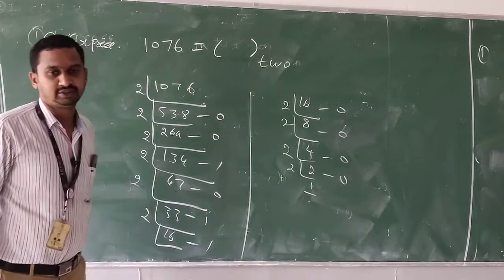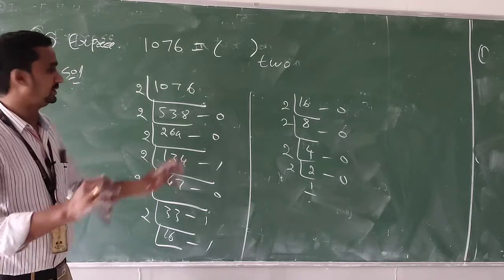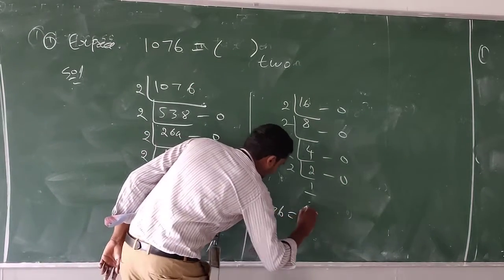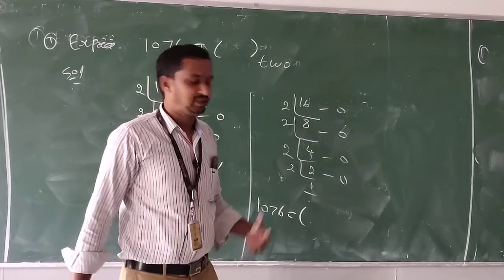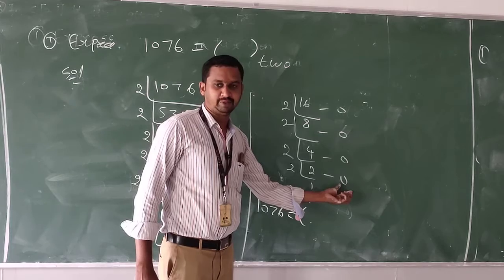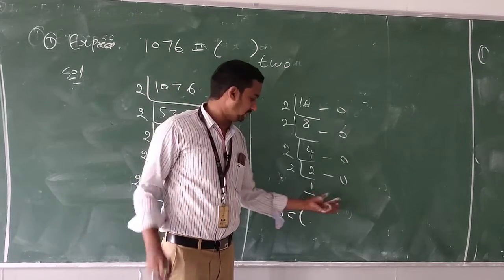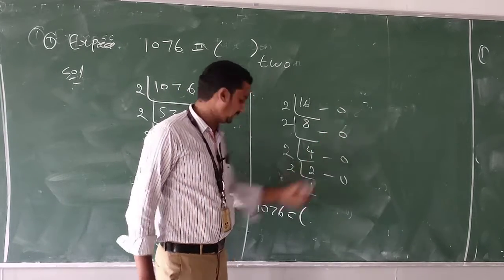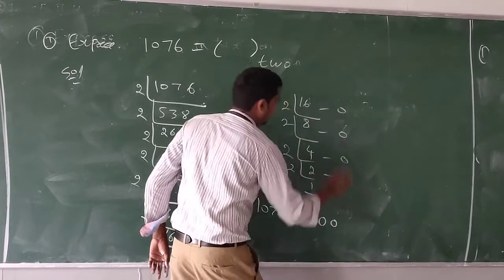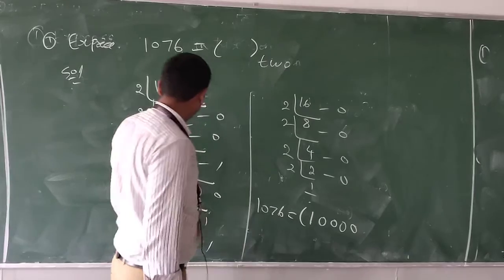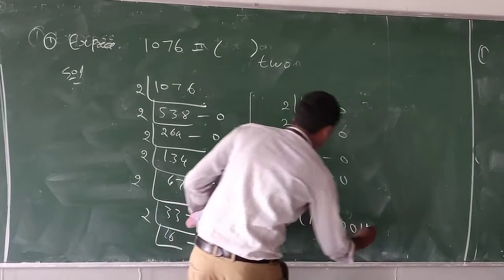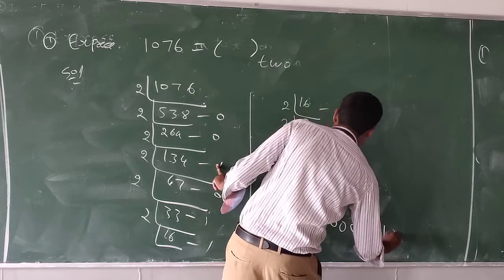After the division, you write the corresponding binary digit values. So finally you write the solution: 1076 equals, here, the last value 1 first, then the next remainder values, each remainder written out in order, ending with 1 0 1 0 0.